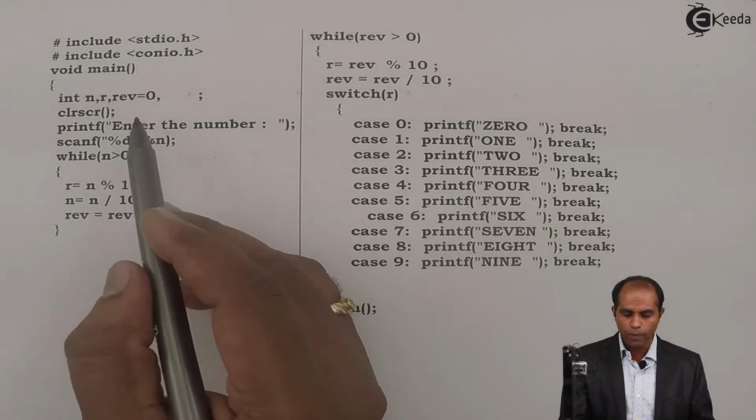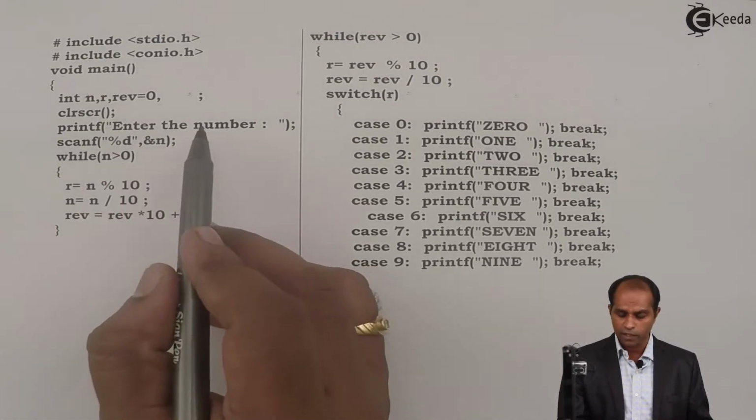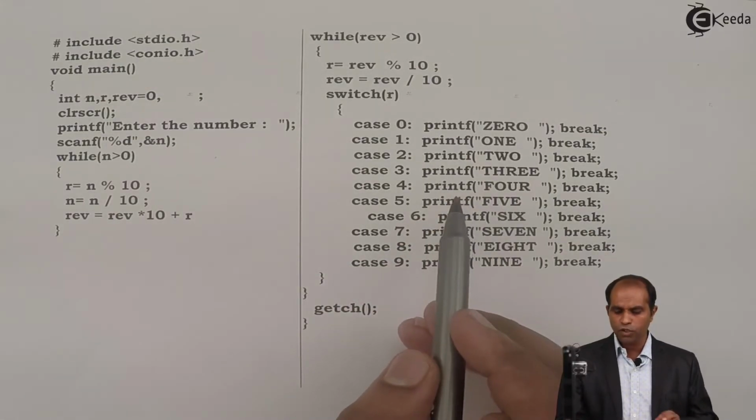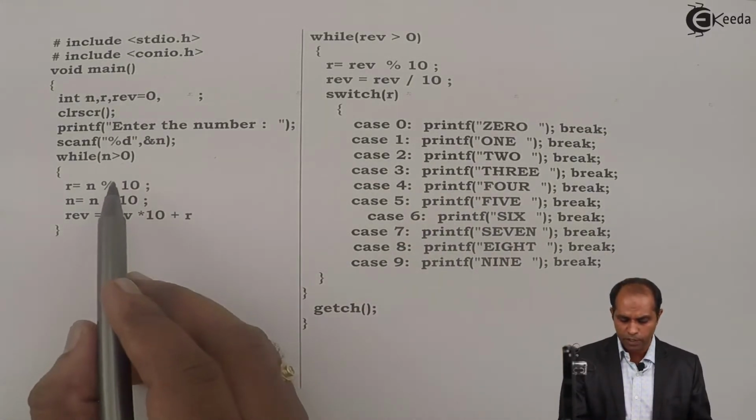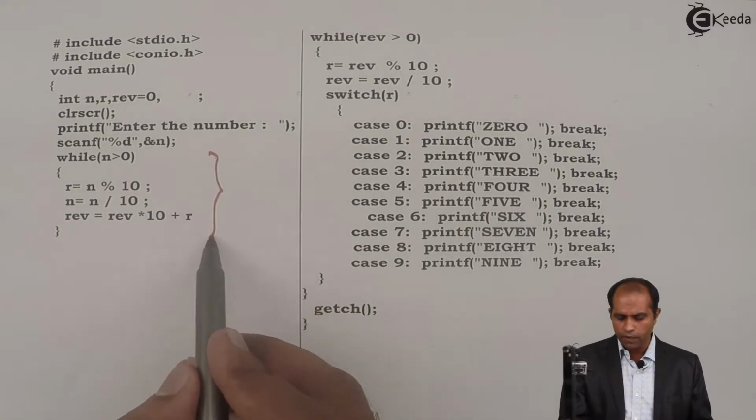So I've said two parts. First, read the number, that is your input part, and then the operation. In this operation, again, divide the operation into two simple steps. First operation is to get the reverse of the number.